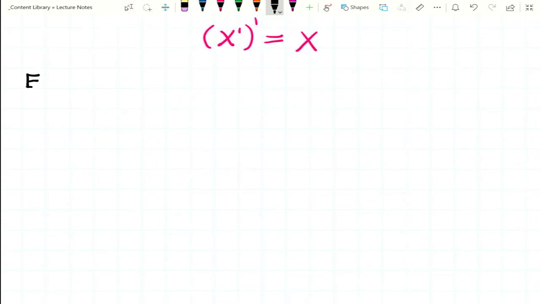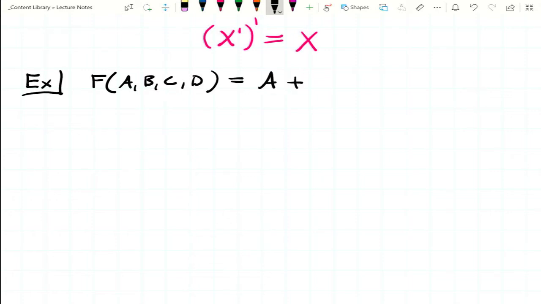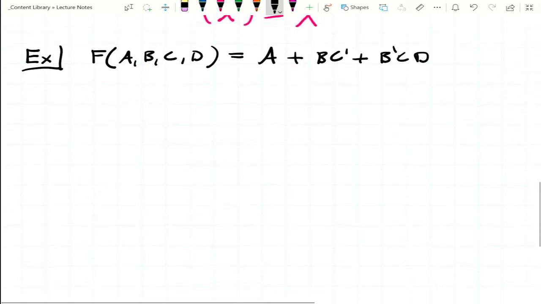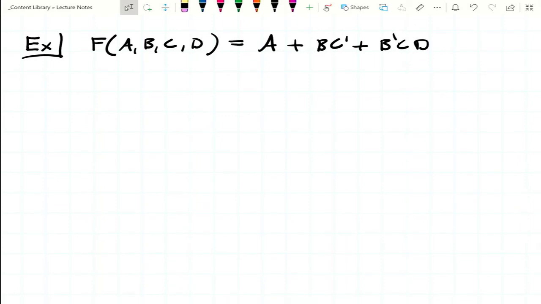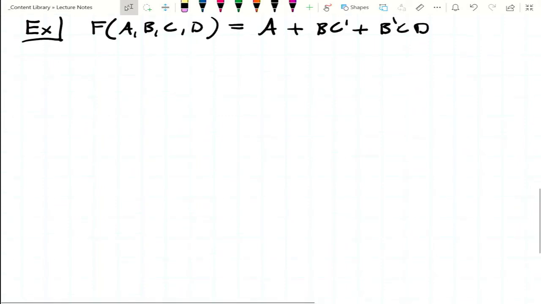So for example, let's look at first this Boolean expression, specifically this sum of products Boolean expression. We'll say f is a function of a, b, c, and d, and it's equal to a or b, c prime, or b prime and c and d. Now let's go ahead and draw the logic circuit for this one directly.